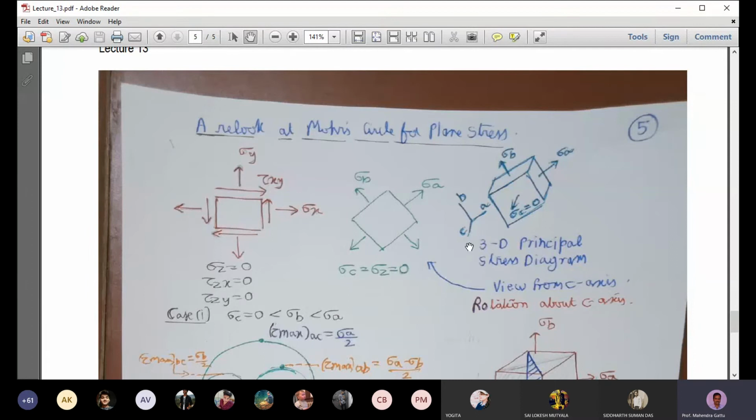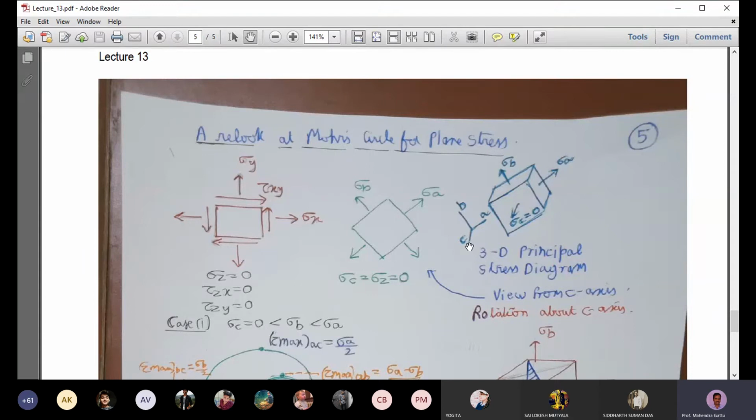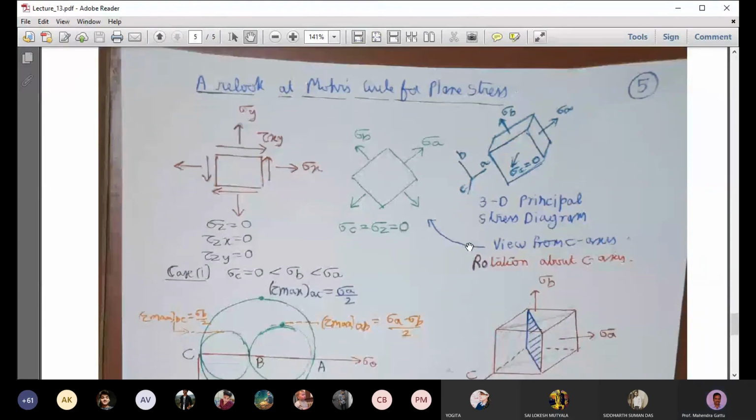Okay, so let's take a relook at the Mohr circle for plane stress with the previously obtained knowledge. So we have the plane stress scenario. So we have in-plane stresses sigma x, sigma y, and shear stress tau xy. Out of plane means the planes on the outer face and farther face. There, sigma z is 0, tau zx is 0, and tau zy is 0.